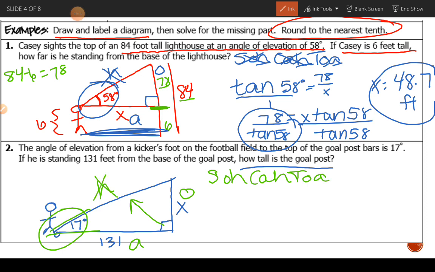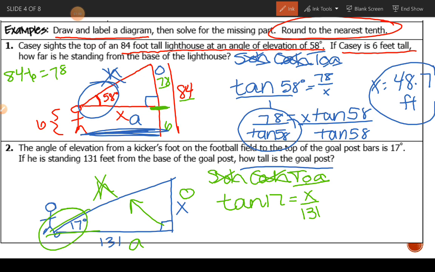we're not using the hypotenuse, so we're not using sine, we're not using cosine. Again, we're going to be using tangent. For these, for some reason, we use tangent a lot. It's a coincidence. It's not an every time we're going to be using tangent thing, okay? So we have the tangent of the 17 degrees. That's going to be equal to, remember, tangent's opposite over adjacent, so x over 131.